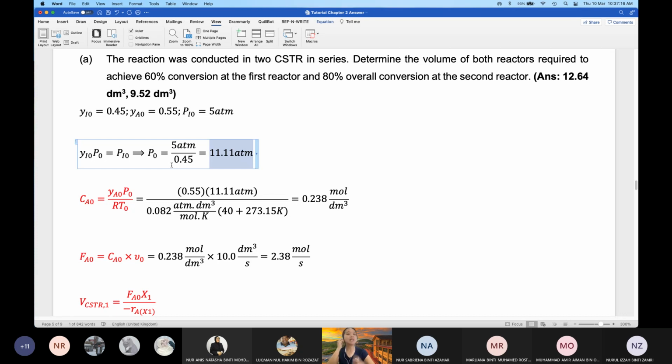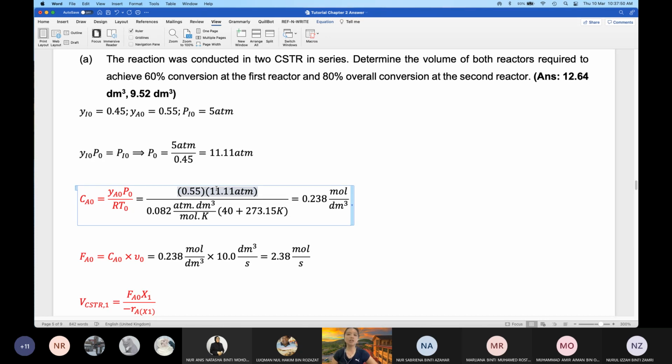That's one way. Another way, kalau kamu nak terus tahu directly pressure A pun boleh. PA0, macam nak tahu? Darab silang lagi. 45% inert sama dengan 5 atm. Kalau saya ada 55% A, berapa atm? Darab silang je. So means 0.55 times 5 divided by 0.45, you get terus pressure A. That's also another way. Kalau kamu terus dapat pressure A, kamu terus ganti dengan PA0 tu. Kamu dah jangan darab dengan 0.55.